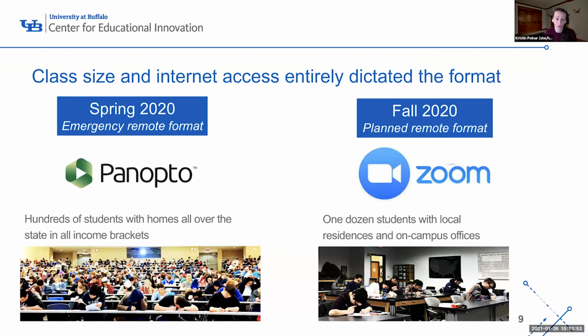Whereas Geology 427, the upper level class, had 12 students, and by fall 2020, everyone in this class had at least partial on-campus privileges. So we were able to do fall semester live on Zoom. I did use the record function on our Zoom meetings and spent some time editing the lectures afterwards to improve their quality.